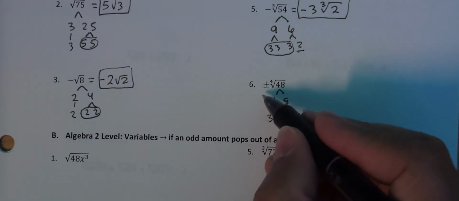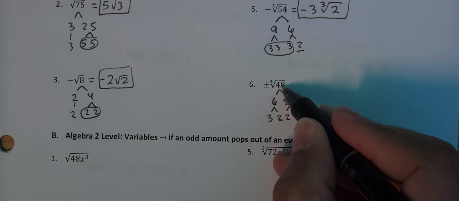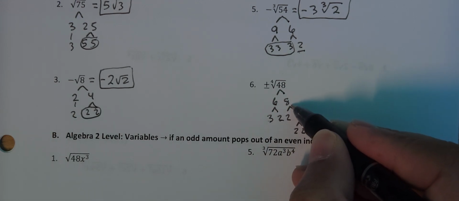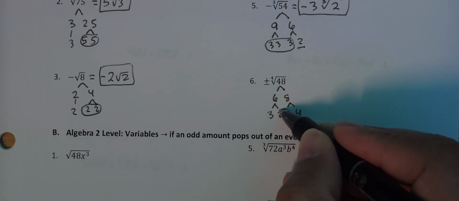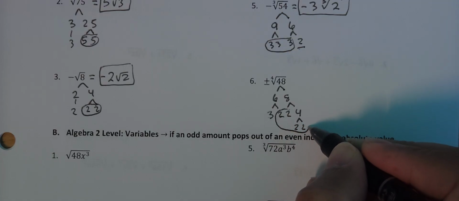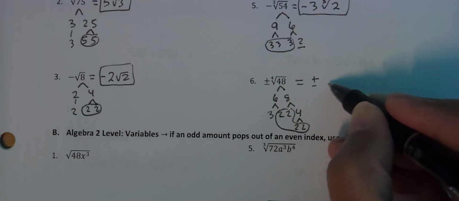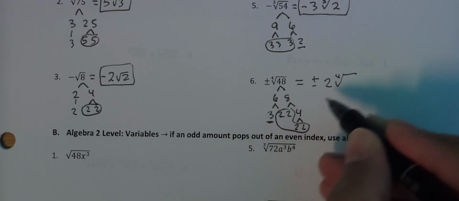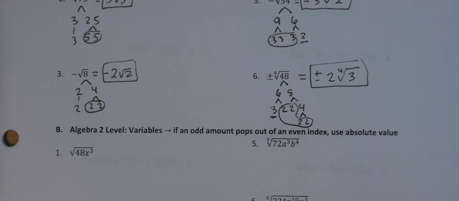All right, number 6, we have plus or minus. This is the fourth root, so that means we need 4 of the same number to be able to take one out. So 48, I decompose as 6 times 8, and 6 is the same as 3 times 2, and 8 is the same as 2 times 4, and 4 is the same as 2 times 2. So that means we need 4 to be able to take one out. So from this problem, plus or minus, the 2 comes out, and then this is the fourth root of 3, which stays inside of the radical because there is only one of them. Okay, we need 4 to be able to take it out.